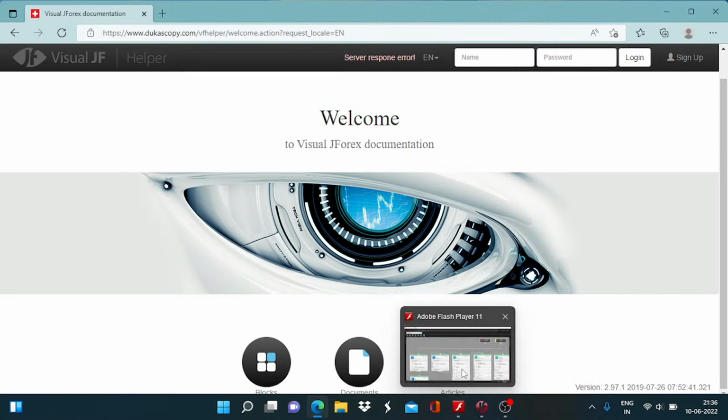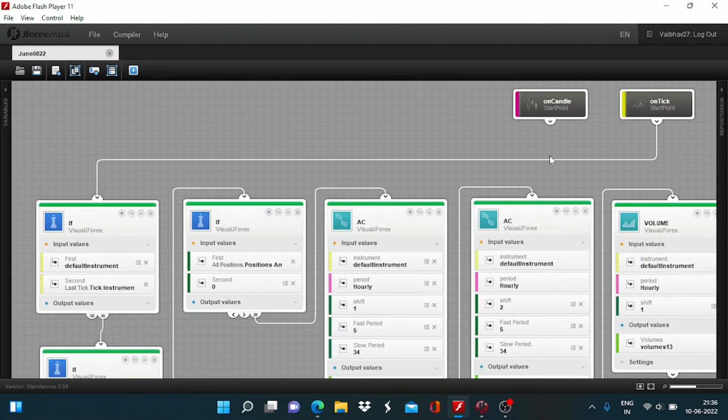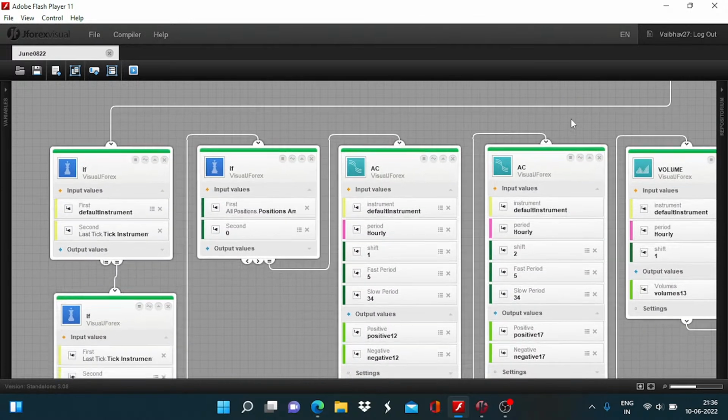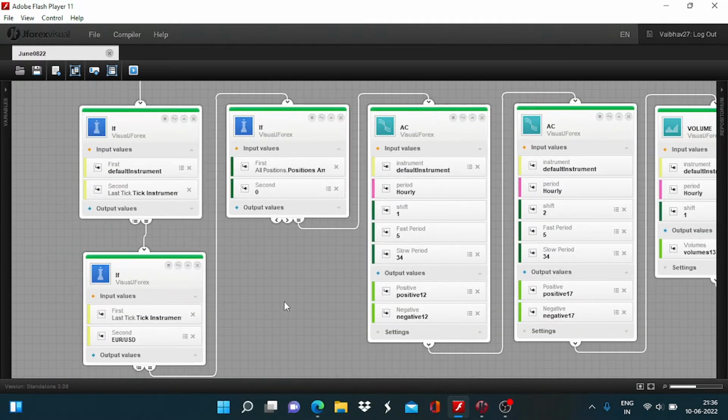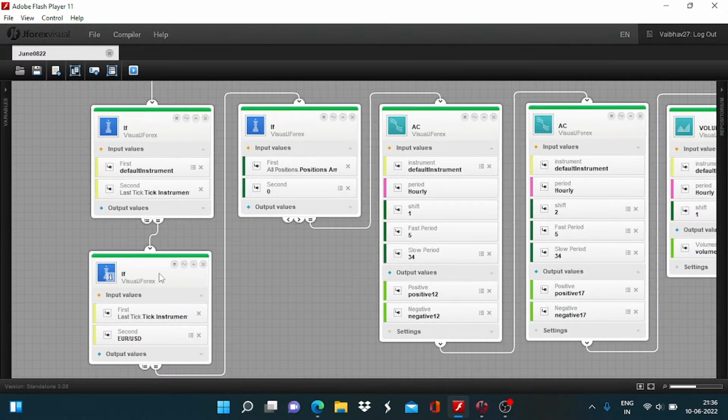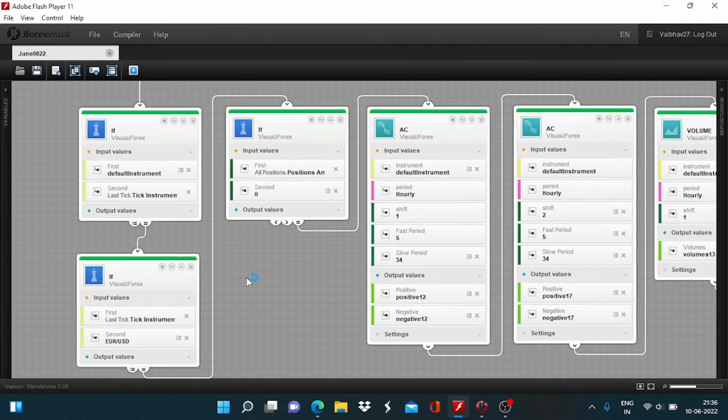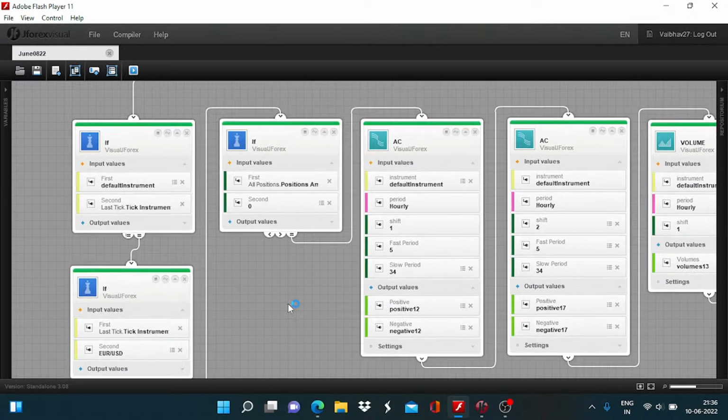So now let us head to the Visual JForex board, which has been developed by the Dukascopy Bank SA to make the algorithm development quite easier to understand and equally easy to execute. All we have to do is spend just a couple of hours, and you are more than ready to get started with the algorithm development.